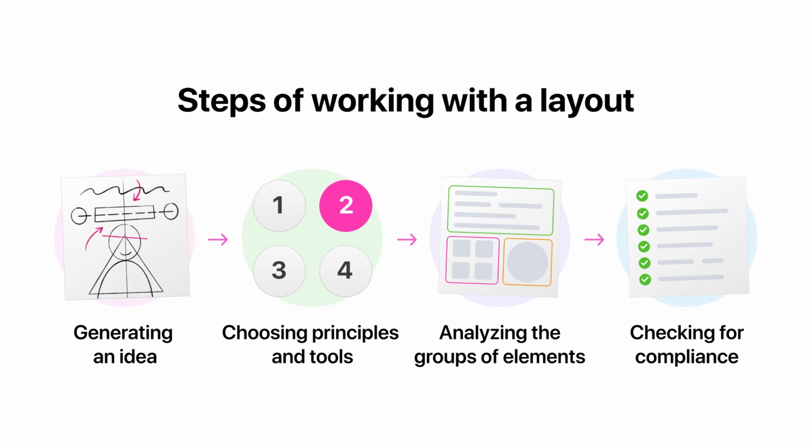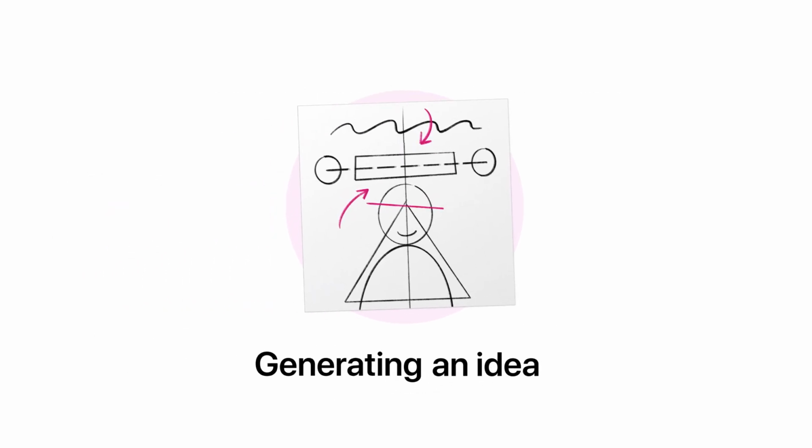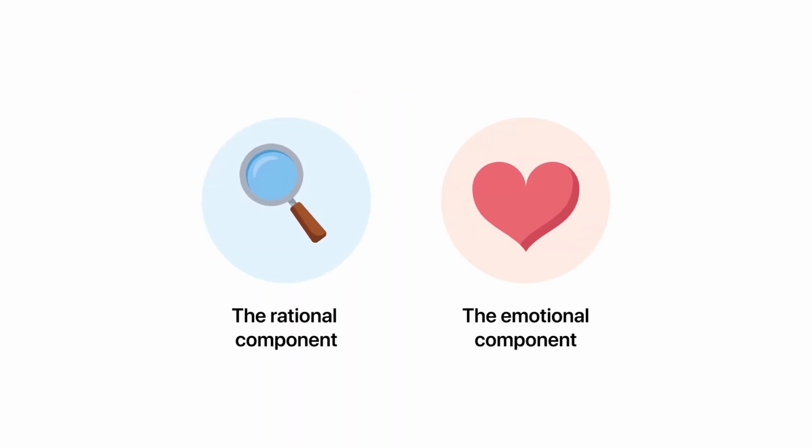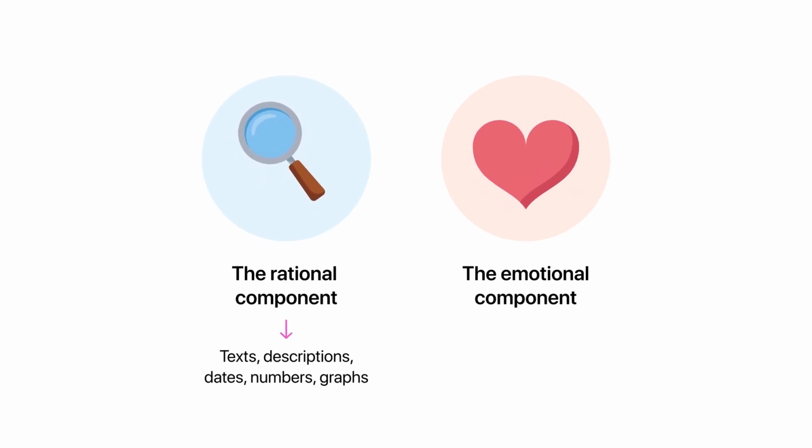First, let's begin with the initial step, generating an idea. There are typically 2 distinct components in graphic composition, the rational and the emotional. The rational component consists of all the information we analyze, such as texts, descriptions, dates, numbers, graphs, and so on. On the other hand, the emotional component encompasses the feelings we experience when perceiving a graphic composition.